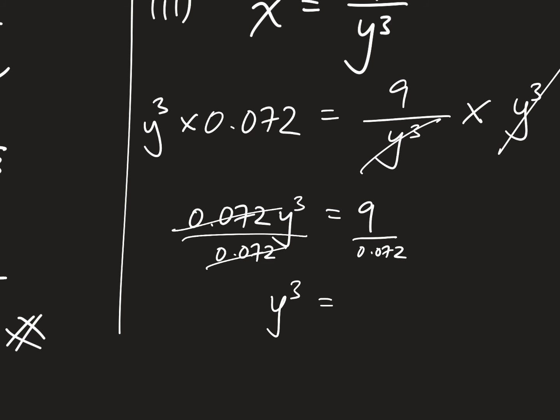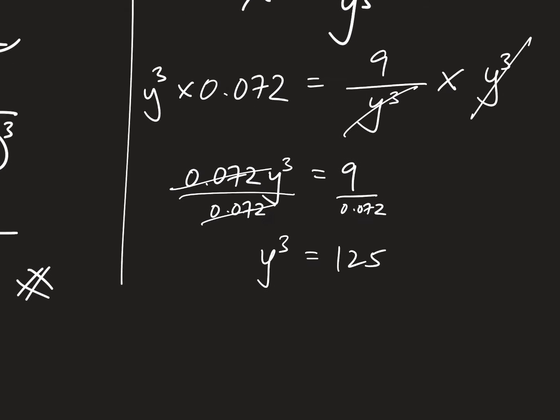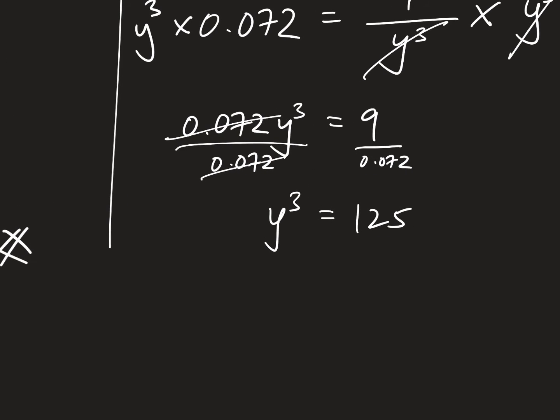So the cube is just tagged along with the y everywhere. And on the right hand side, we can find that this is 125. And now we want to get rid of the cube. So what we do is we take a cube root on both sides. And what's left is y equals 5.